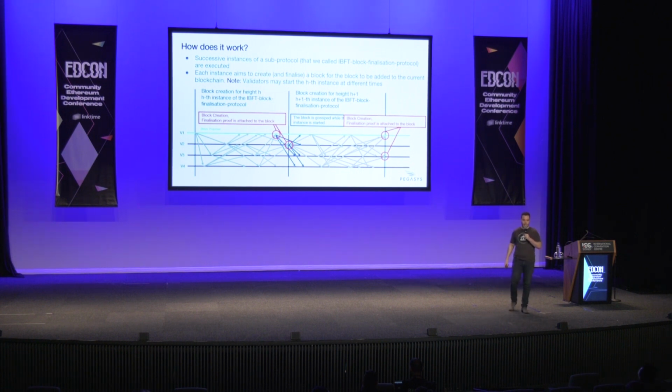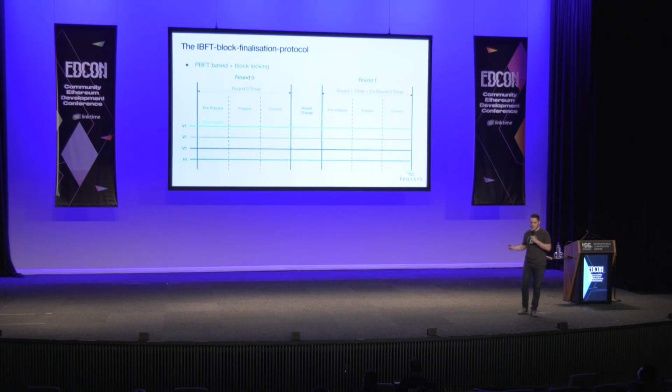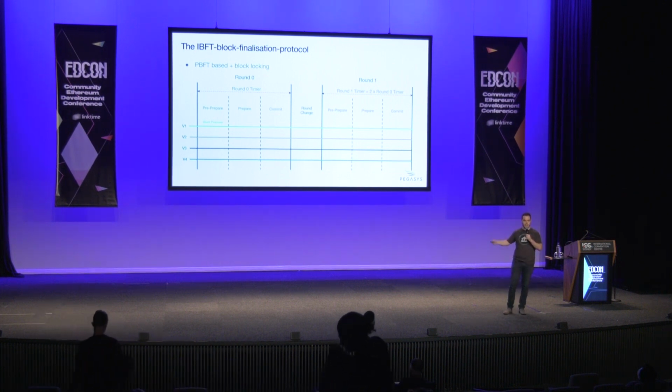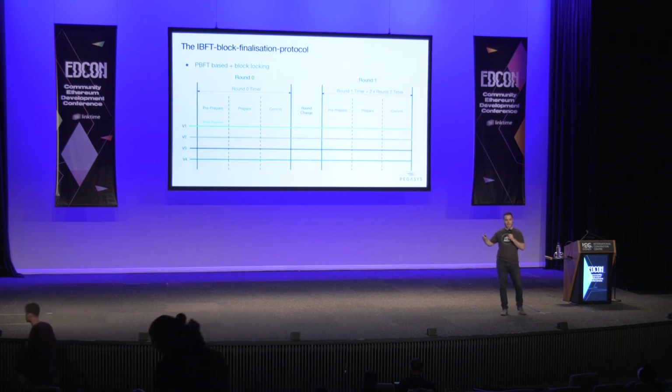But now let's look at what each of these instances looks like. It's essentially a PBFT protocol plus block locking, which is organized into rounds. The aim of each round is to create the block. If the block cannot be created in that round, then a new round is started, and in this new round it is attempted to create the block. Each round has a prefixed length. The length is exponential in the round number.